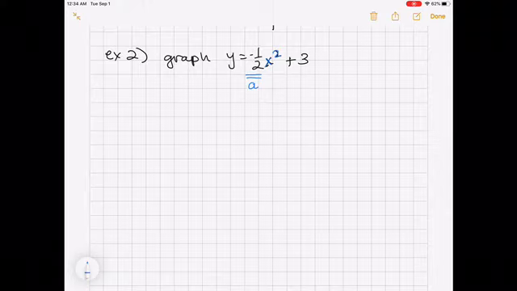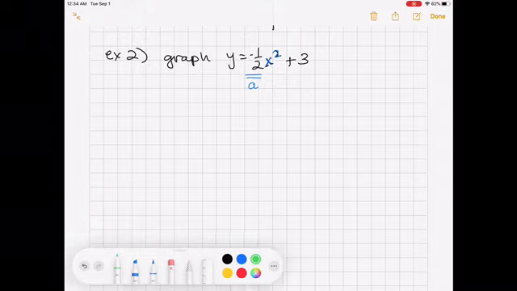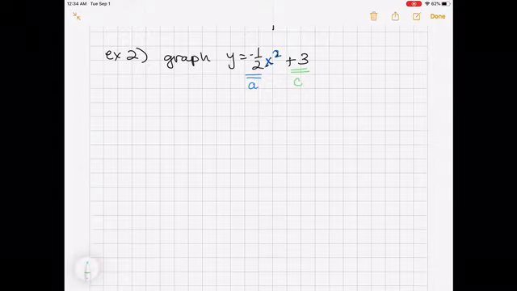But now we're adding a constant, which just means a number, behind it. So we'll call this a c term, okay? So this is of the form y equals ax squared plus c. Okay, so what would this look like if we were to graph this?